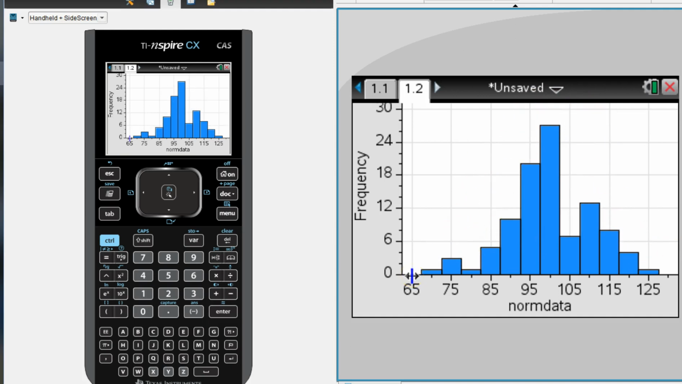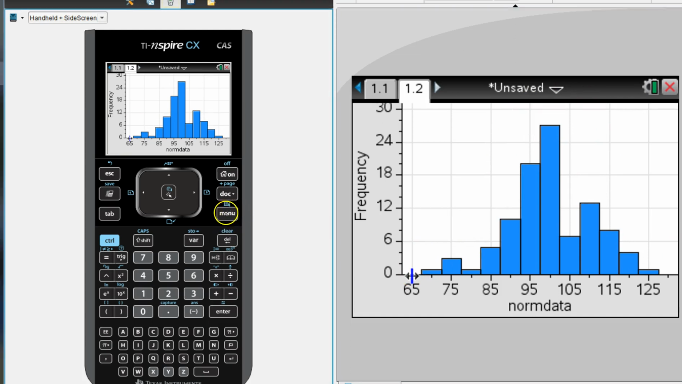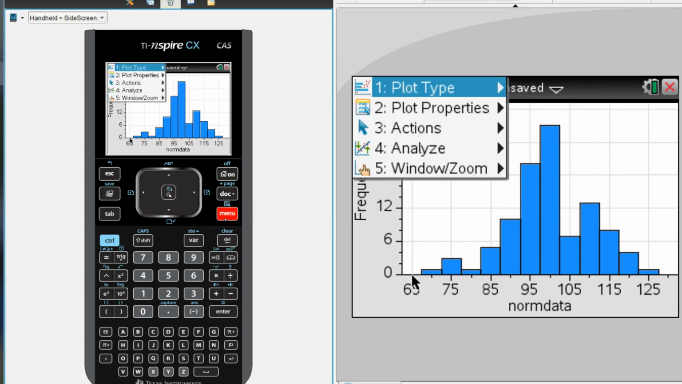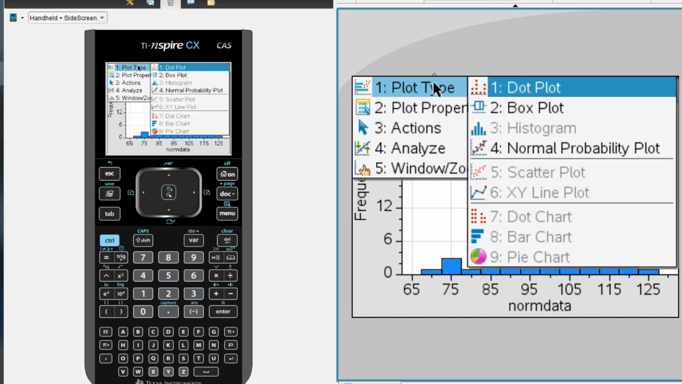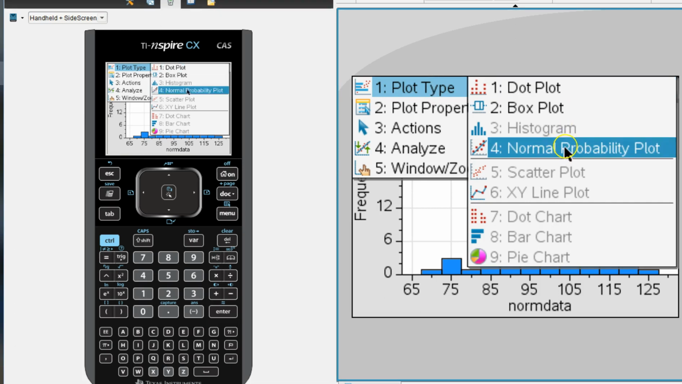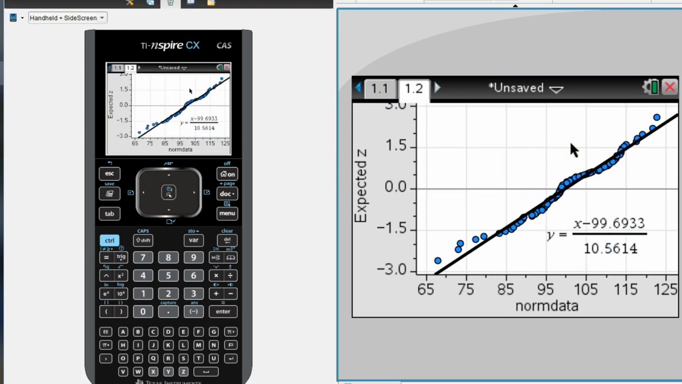Okay? If I did a normal probability plot, it's not difficult to do. If you have this already, go to plot type. Where do you see a normal probability plot? That's the fourth option. That's it. Notice how the numbers, yes, they fall away a little bit, but they keep falling around this straight line. This would be roughly normal.